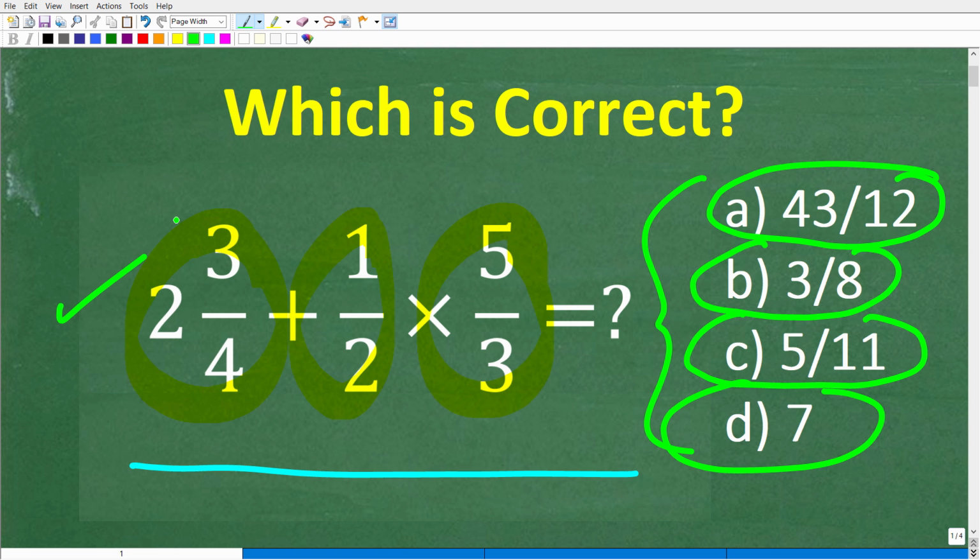Again, the whole point here is not to do this with a calculator. I want to see how much basic math you remember. And if you forgot, no big deal. We're going to review all of this in just 1 second.